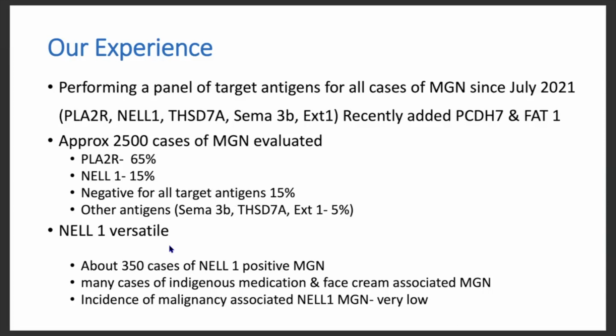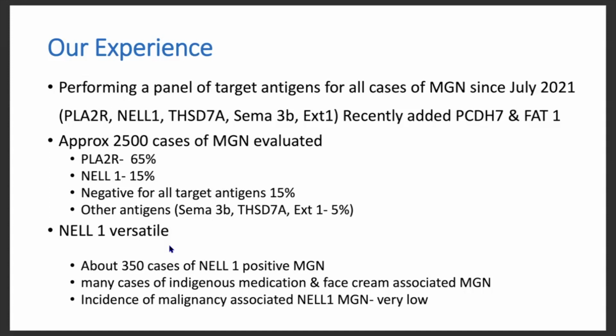Over this time, we have seen approximately 2,500 cases of membranous GN. PLA2R, of course, is the most common. We have around 65% cases of PLA2R-positive membranous GN, but a very large number of NELL1. This is much higher than what the Western literature has reported. We get around 15% positivity rate for NELL1. 15% are actually negative for all targets. Even after doing this, and we've started doing the other 2 very recently, there is a big cohort which we still do not know anything about.